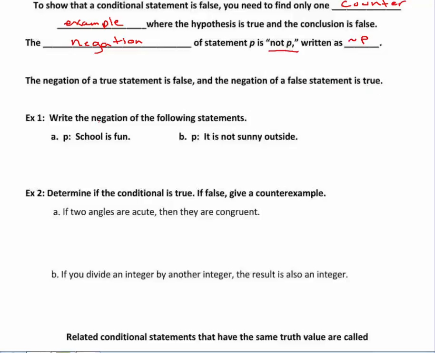So let's take a look at how negations work. Our P, our hypothesis, says school is fun, and we want to write the negation of that. So the negation of P would be that school is not fun. Obviously not true, right? School is the most fun thing ever. But let's try another one. P says it is not sunny outside. Well, the negation of P would be that it is sunny outside. So we went from is not to is.